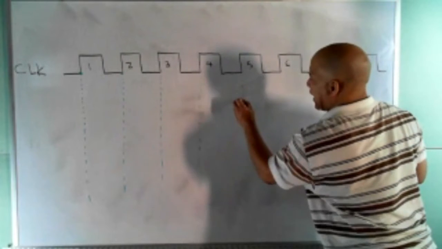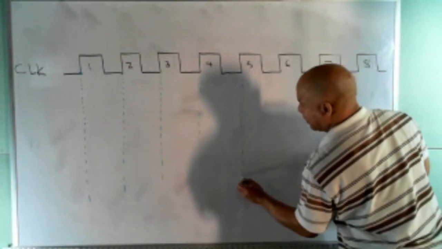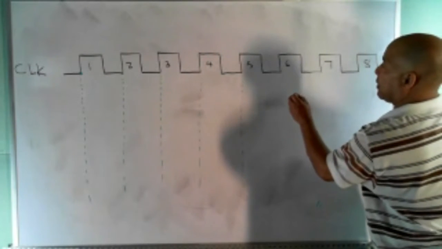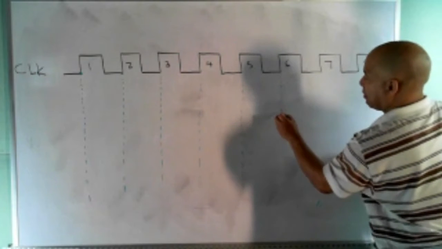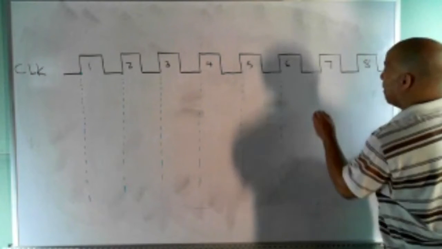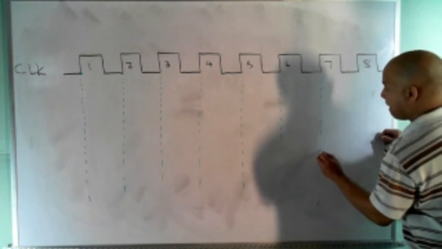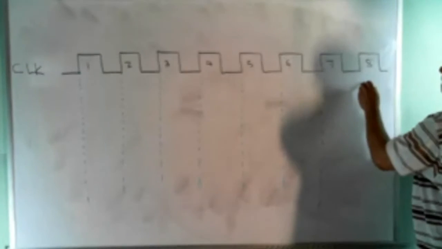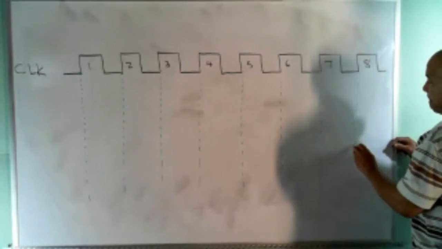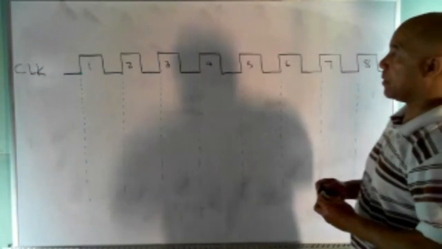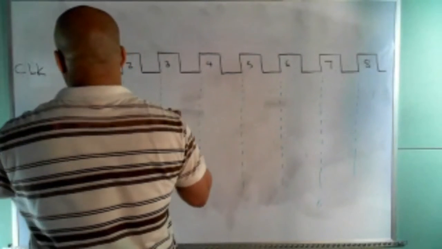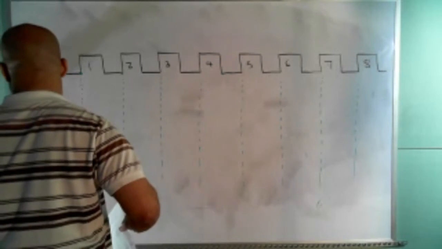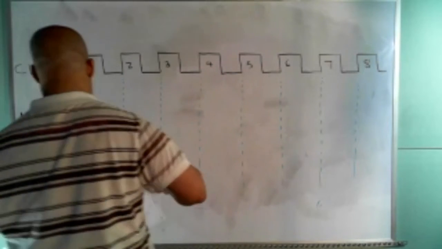Now on the quiz, you need a ruler. If I give you something like this, you do exactly the same thing. Neatness counts here. Okay, so there's my clock. And then they have waveform A. So I'm just going to call this A. And it looks something like this.